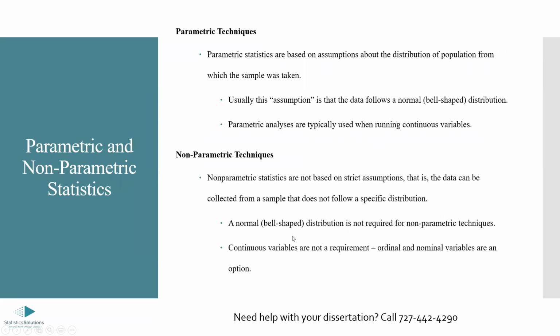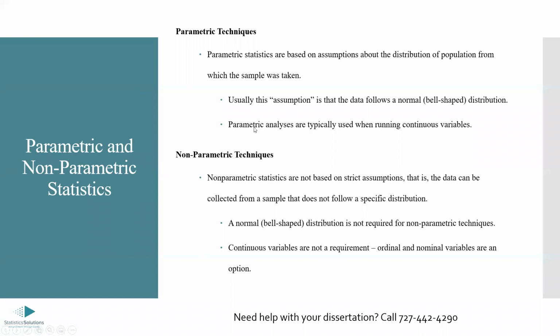So now we can get into specific types of analyses. There are parametric statistics and there are non-parametric statistics. Parametric techniques make assumptions about the distribution of your population and where your sample was derived. Usually this assumption is that your data follows a normal distribution. So I'm sure everyone at some point has seen a bell-shaped curve. That is the assumption that typically carries over into a parametric analysis. You'll want to make sure that your data follows a bell-shaped curve. And there are many ways to do that, which we will go through later in the presentation.